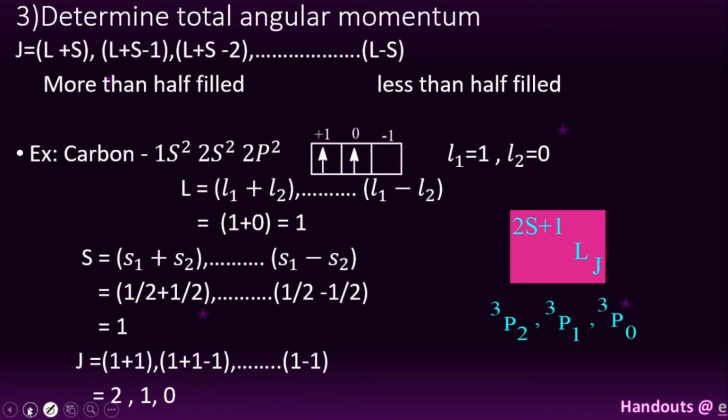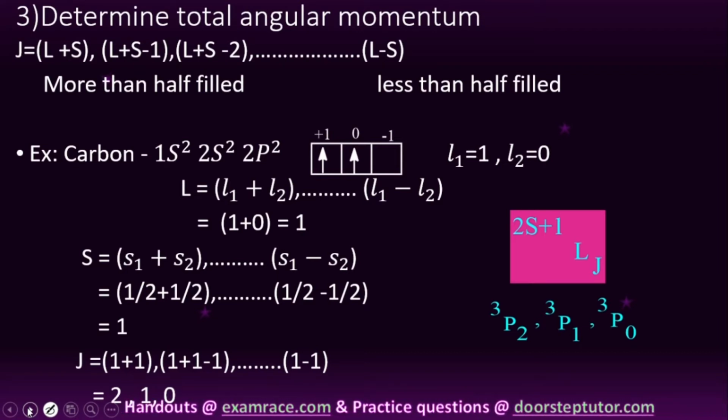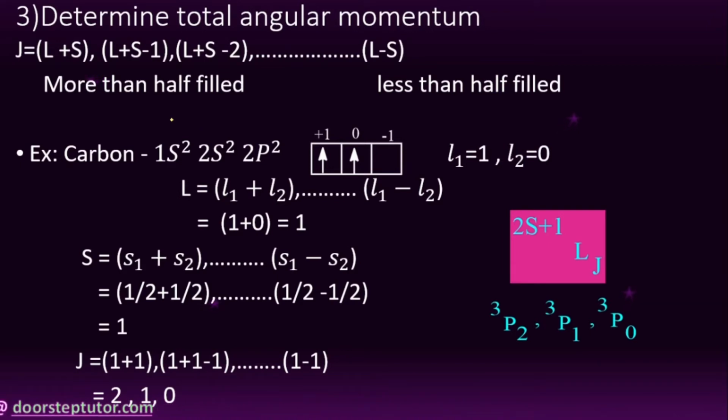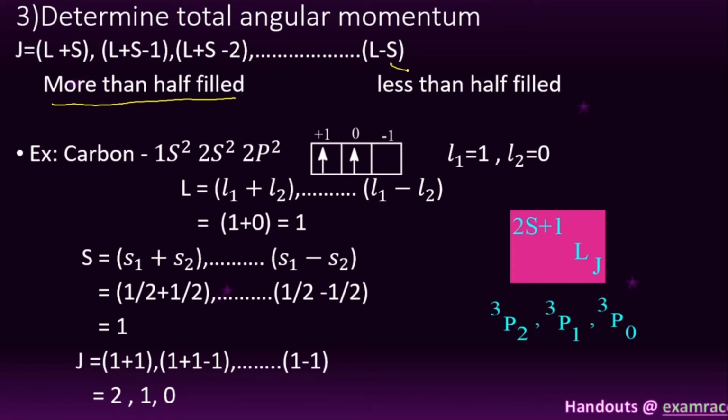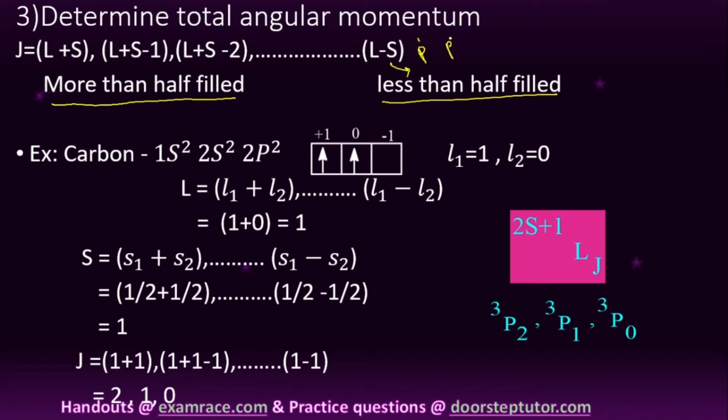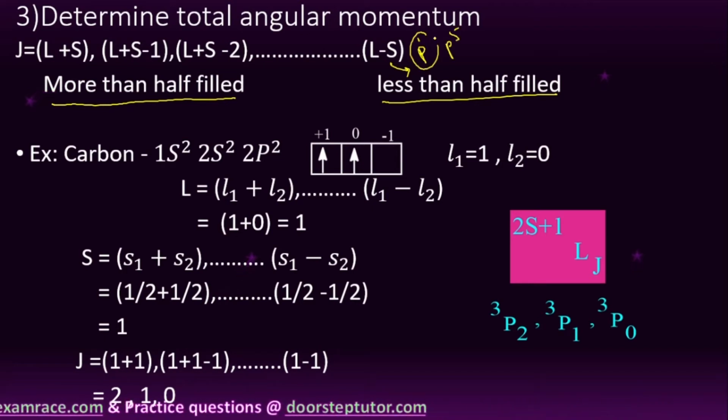Next we move to determine the total angular momentum, that means the J value. J is nothing but L plus S to L minus S, which is very important. Generally remember, students, L plus S is used for the more than half filled configuration, and L minus S is used for the less than half filled configuration. For example, here we have p1 and p5. You can calculate p1 as less than half filled, and p5 as more than half filled.